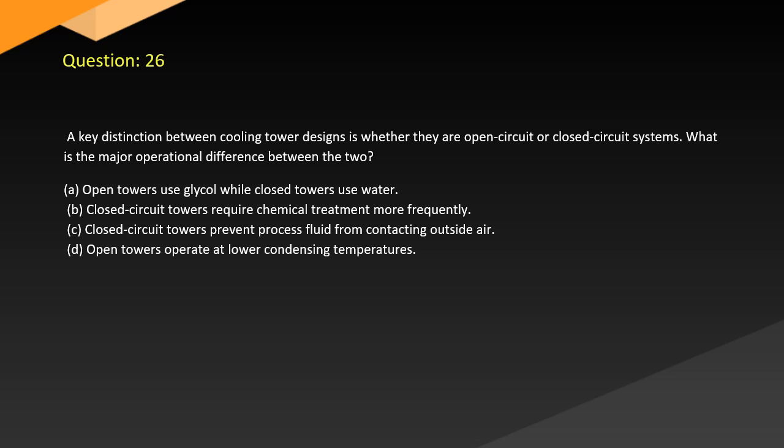Question 26. A key distinction between cooling tower designs is whether they are open circuit or closed circuit systems. What is the major operational difference between the two? A. Open towers use glycol while closed towers use water. B. Closed circuit towers require chemical treatment more frequently. C. Closed circuit towers prevent process fluid from contacting outside air. D. Open towers operate at lower condensing temperatures.